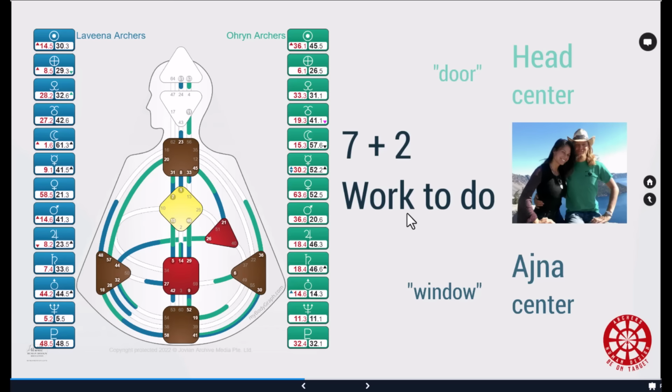For me personally, it's not very much work because there's a lot of connections, electromagnetics here. But when it comes to learning about things together, about the world, the two of you can go out either the head center, like a doorway, or the ajna center, like a window.